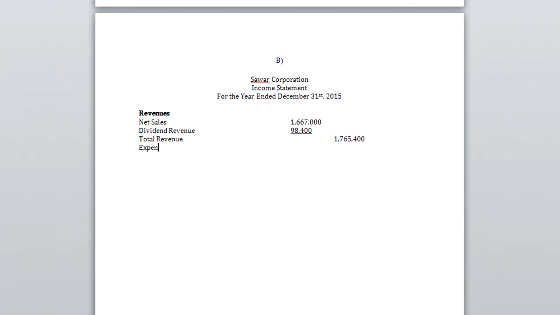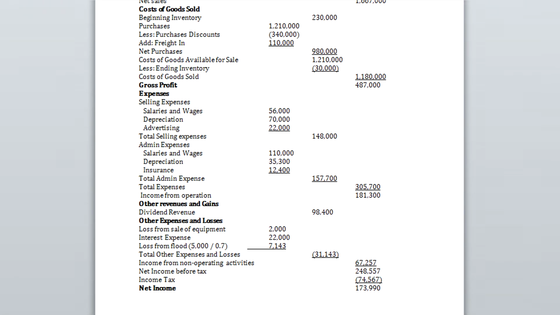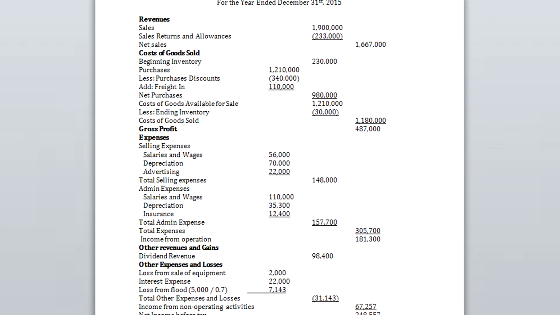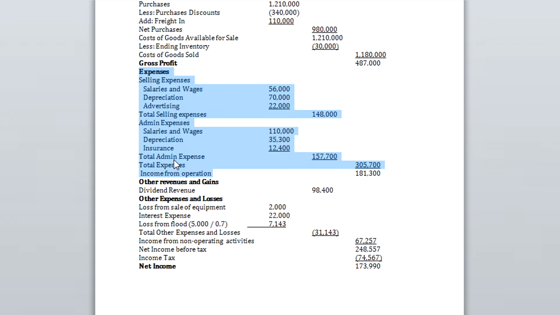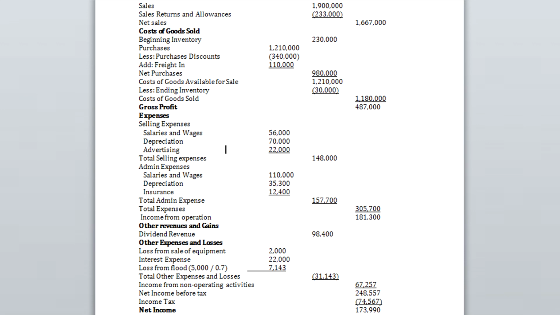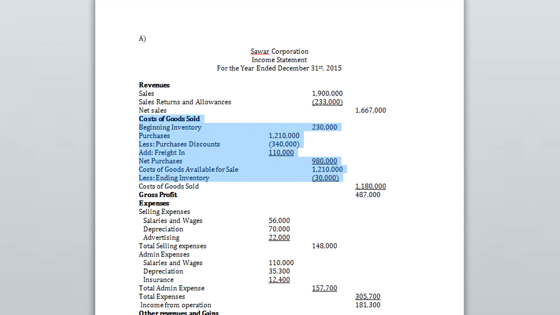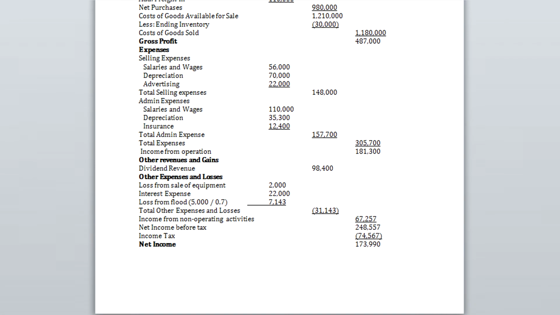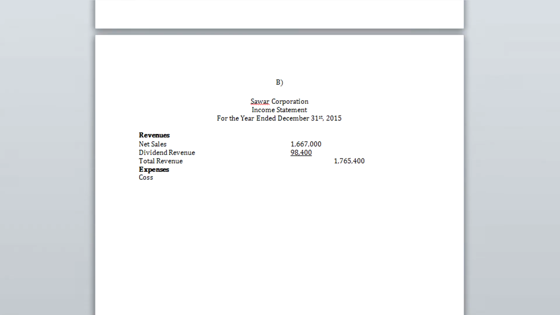Okay, so that's revenues. Next thing is expenses. Now, again, remember, we don't have to separate expenses. We're going to include all of our operating expenses and all of our non-operating expenses. Also, cost of goods sold doesn't have its own separate section on the single step. It's actually an expense, and we treat it as an expense. Okay, so we're just going to write in cost of goods sold. And you'll like this part right here.